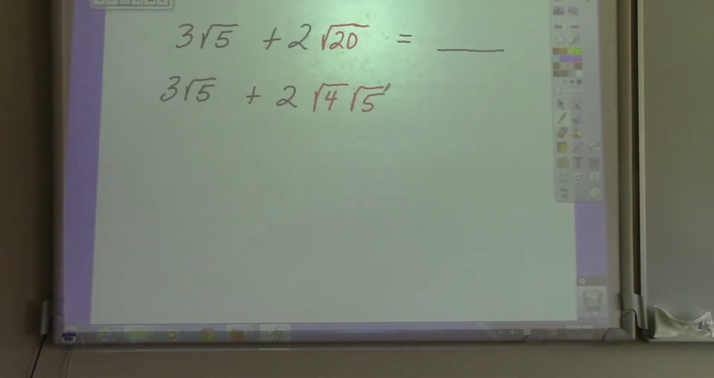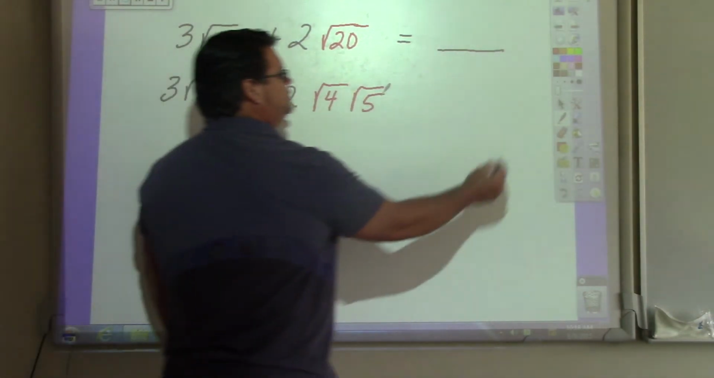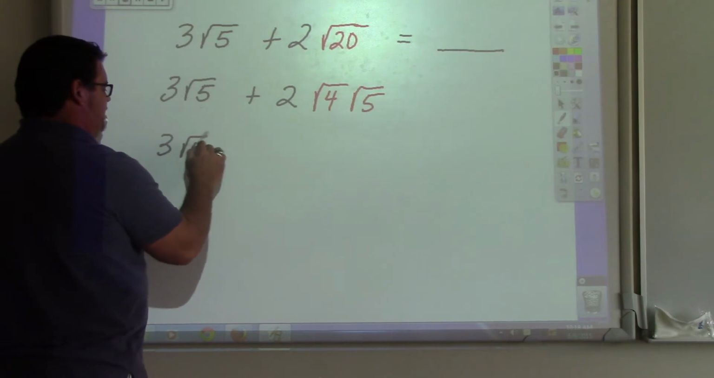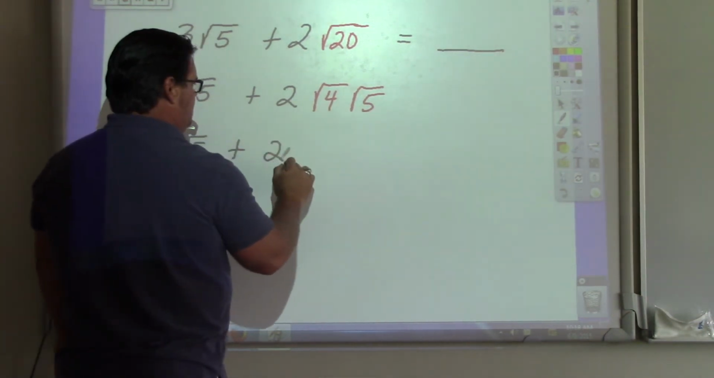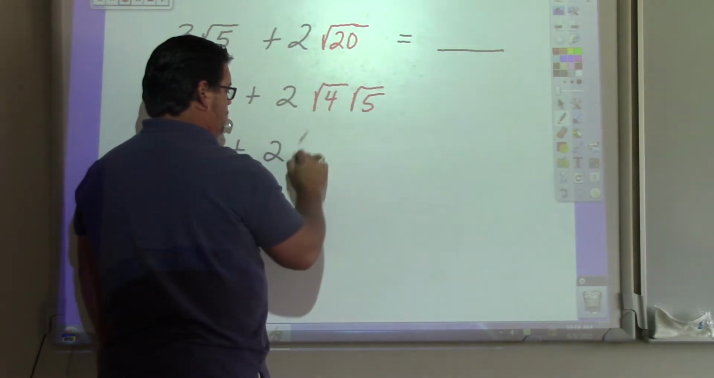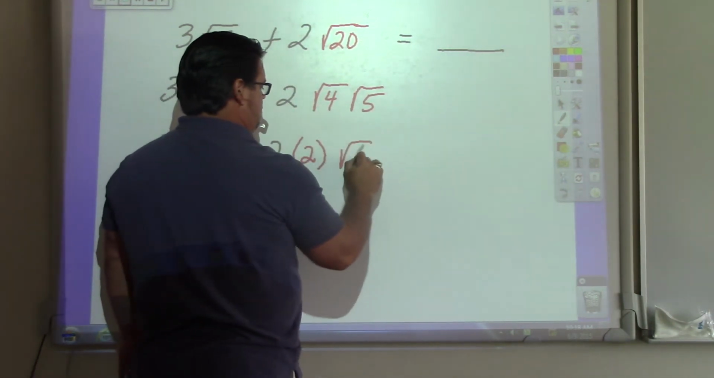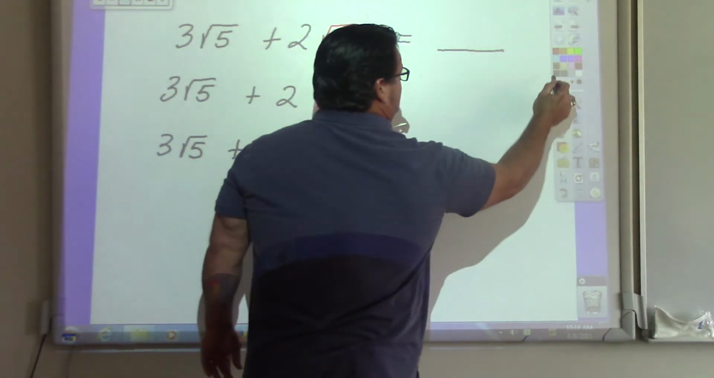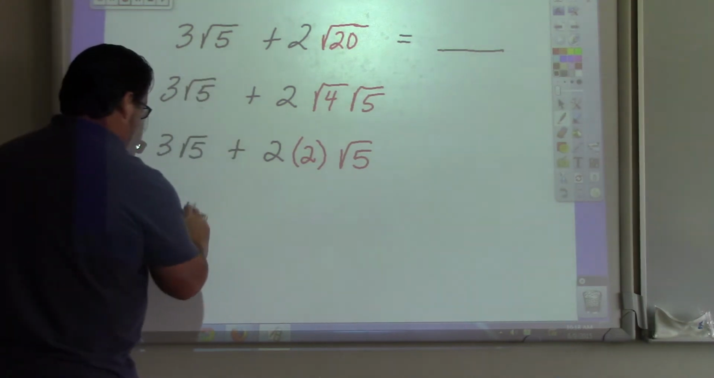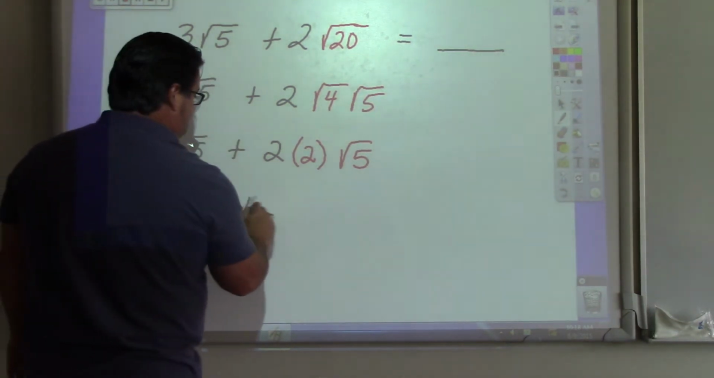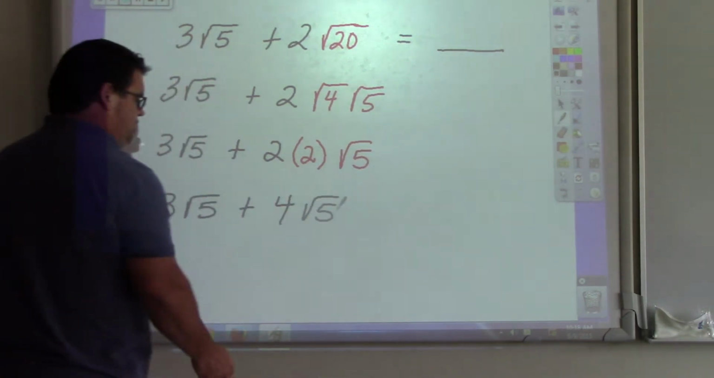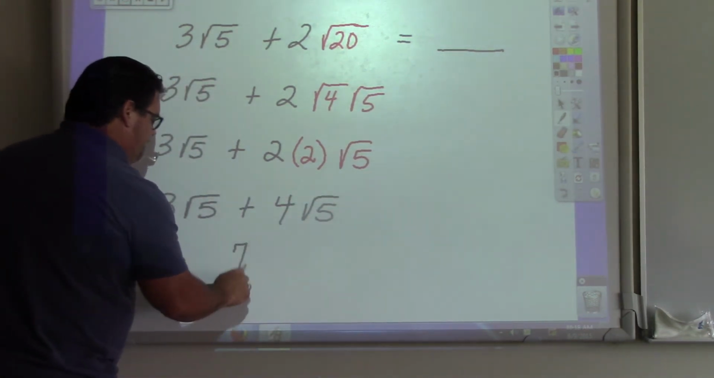All right, so next step, 3 square root of 5 plus 2 times what? What's the square root of 4? Oh, 2. 2 times square root of 5. And now you've got 3 square root of 5 plus, what's 2 times 2? 4 square root of 5. And your answer is 7 square root of 5.